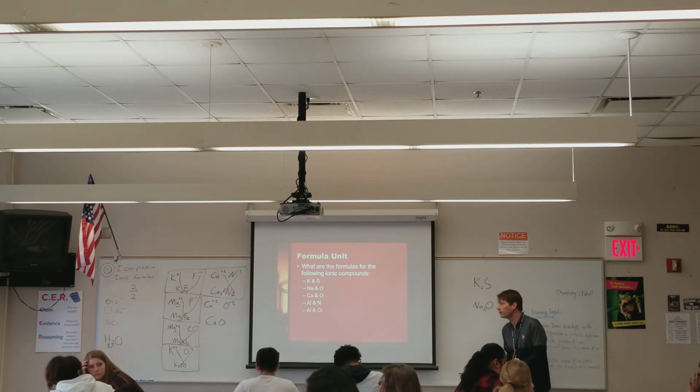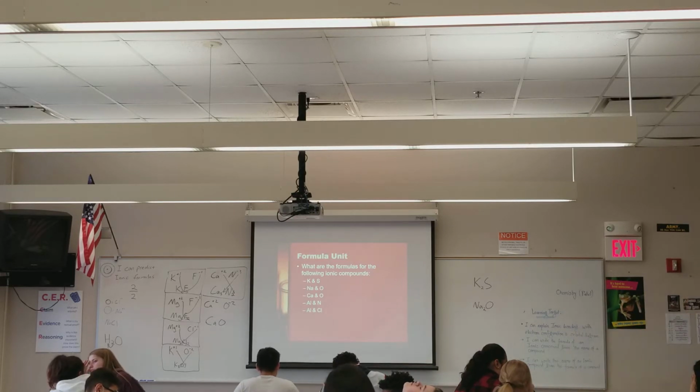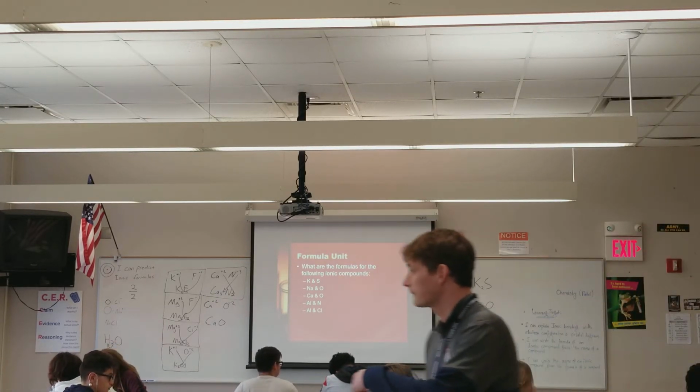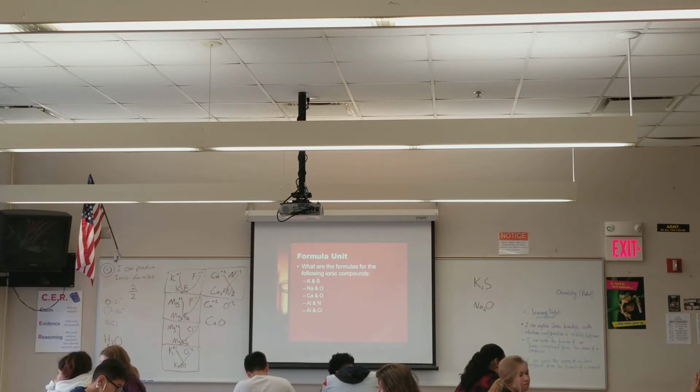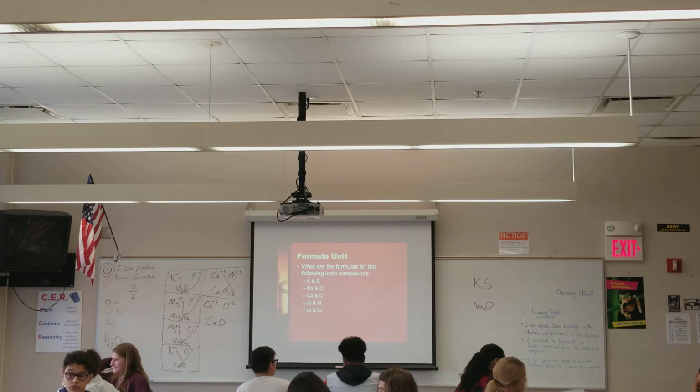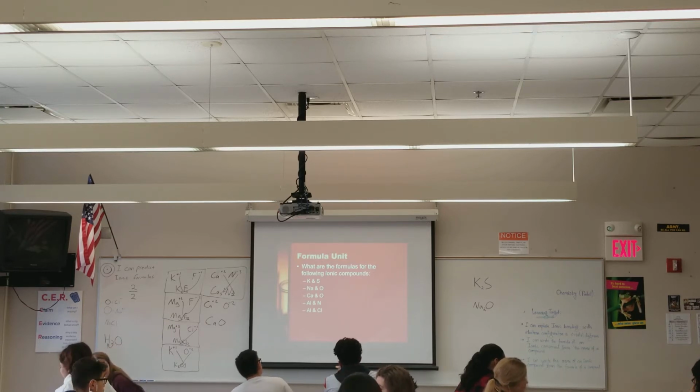If you get to a point where you have to reduce, you just reduce. If you have a 2 and a 2, you make it a 1 and a 1. If you have a 2 and a 4, you make it a 1 and a 2. Okay? By the way, in order to reduce numbers, you find the biggest number that they both divide by and divide it by that. Okay?